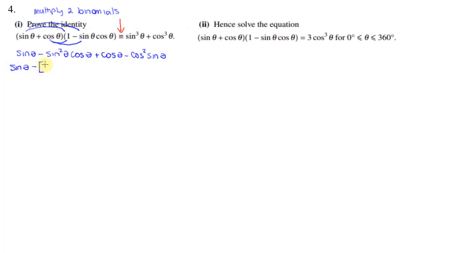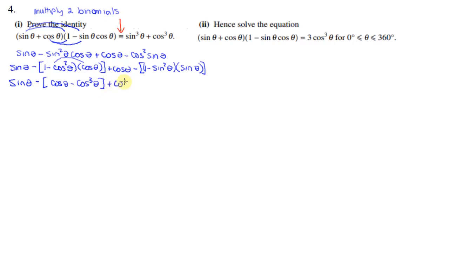So I'm going to go ahead and change this to 1 minus cosine squared. And then that's going to get multiplied by cosine. You notice how that's going to turn it into a cosine cubed. And then I'm going to do the same thing for the other one. Now I'm going to take care of what's inside the parentheses, just doing distribution. Negative cosine to the third plus cosine, and then again sine, and then negative sine to the third.